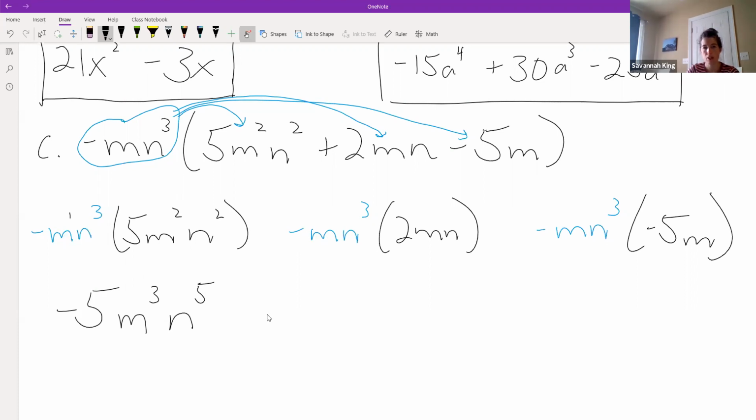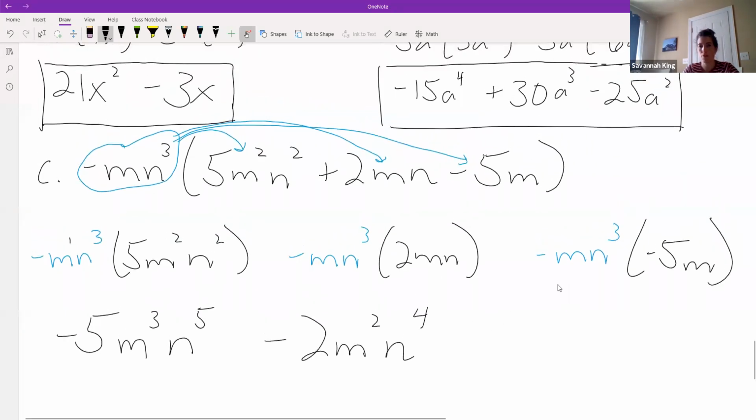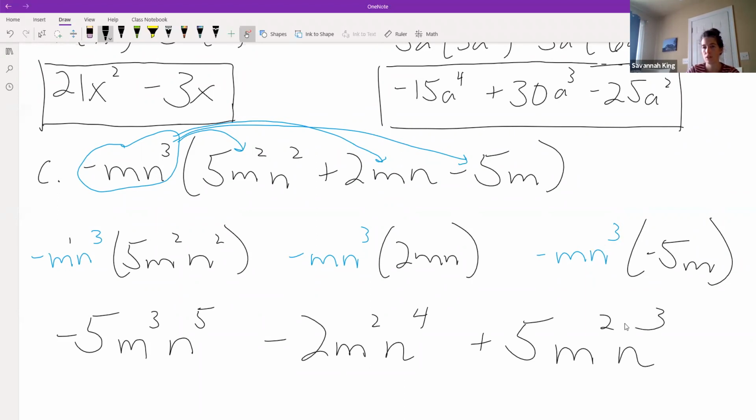The second piece here is going to be a negative 2. Add the powers of the m's. Add the powers of the n's. Third term. This one will come out positive. You have a negative times a negative. You have m to the second. There's nothing for n to the third to multiply to, so it just appears as itself there in the final answer.